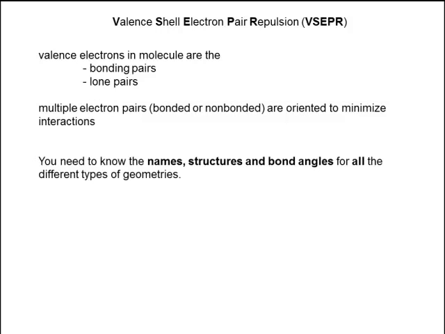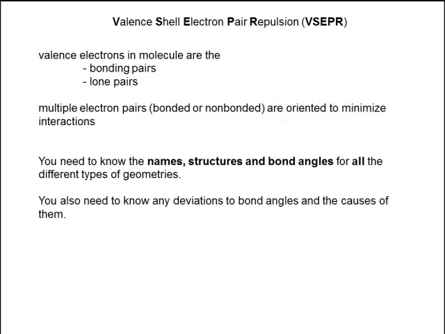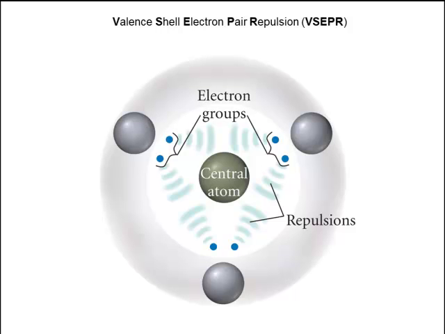When we're looking at these things, you're going to need to know the names, structures, and bond angles for all these different types of geometries. You're going to need to know those shapes in order to draw the pictures, and to understand later on important effects that these have on physical properties of these compounds. Another important thing you're going to need to recognize is deviations to these overall bond angles. We're going to talk about those later on. But let's go back to this VSEPR theory.